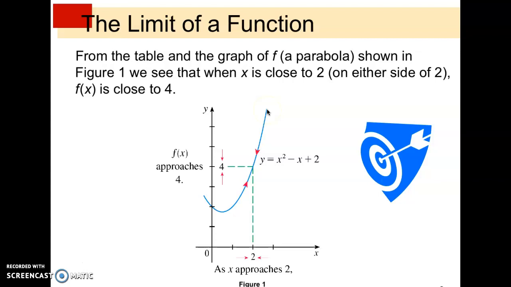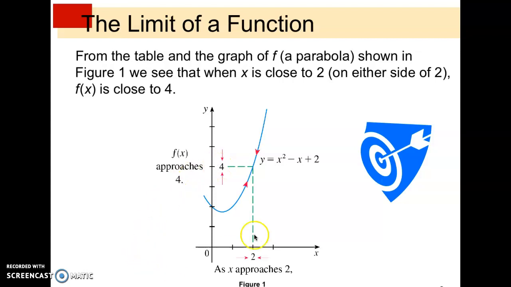Same thing on the other side. What the table showed us was as we got input values closer and closer to 2, say 3, then 2.5, the output would be this value here. At like 2.25, something like this, 2.1, the output would be this. Notice as we come closer and closer from this side, my output value is also targeting an output of 4.